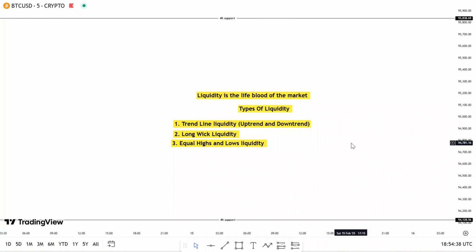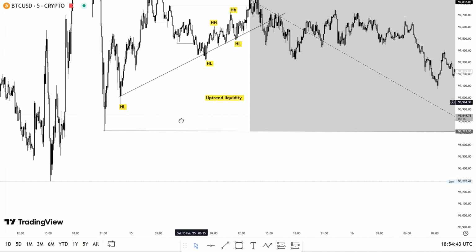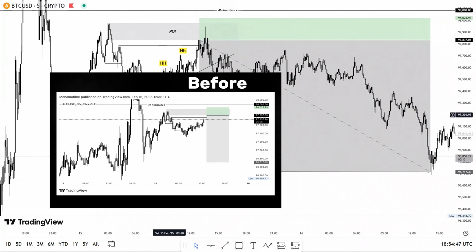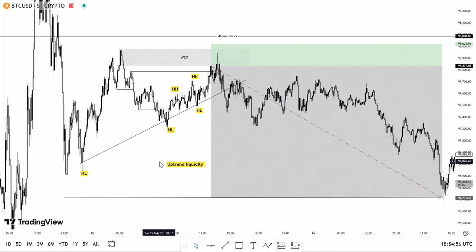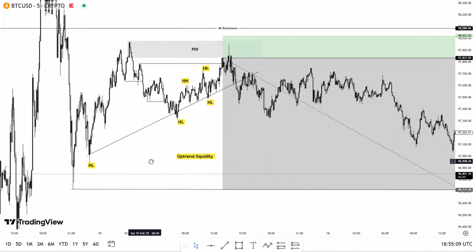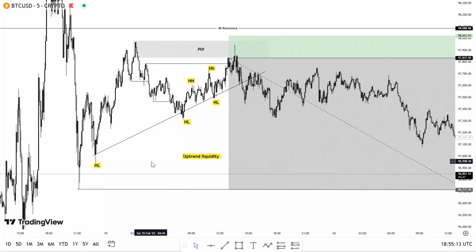So firstly, let's start with the first one, which is the uptrend line liquidity. Now, this is the trade I took yesterday, Saturday. As at the time of recording this video on Sunday, I took this trade on BTC yesterday. If you watch my video on how to analyze the chart using structured liquidity, you will understand the strategy I use to catch this sell. What I want you to pay attention to in this video is the types of liquidity and how you can use them to maximize your profit.